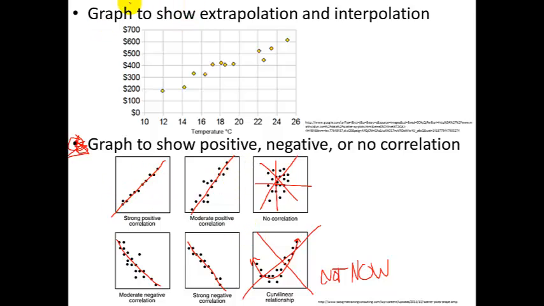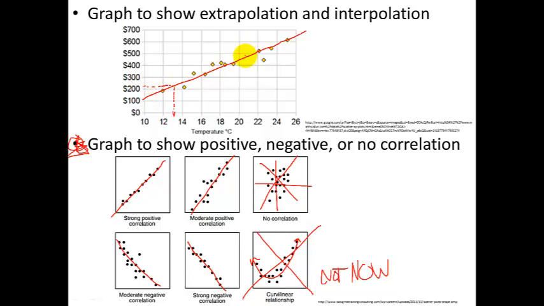So, second example, a graph to show extrapolation and interpolation. Suppose we're making some measurements about the amount of money we earn based on the temperature. Maybe we're selling lemonade. The hotter it is, the more lemonade we should sell, right? So, we can make a trend line following this pattern that goes like that. And so, I know that if the temperature is 12, I actually sold around $200 worth of lemonade. But what if the temperature is 13? I can use this trend line to predict that I'll maybe sell $220 or something like that.